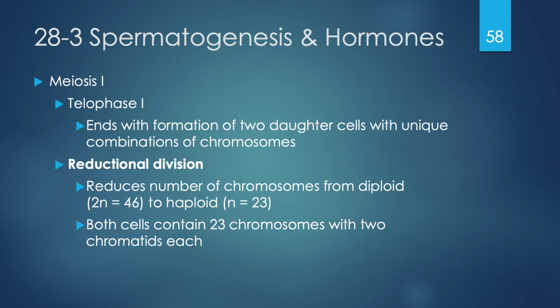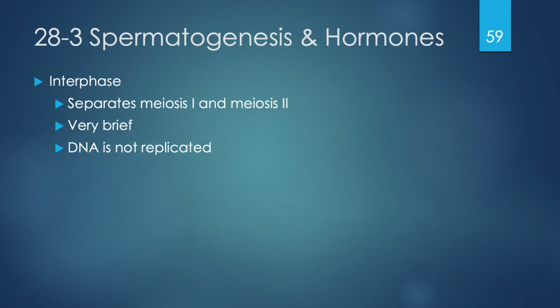The first meiotic division is a reductional division because what it's really doing is reducing the number of chromosomes from diploid to haploid. Diploid being the 2N, which is 46 chromosomes or 23 pairs of chromosomes, to haploid, which is the lowercase n and just 23 individual chromosomes. So both cells are going to have 23 chromosomes with two chromatids each. Interphase is the very brief period in between meiosis 1 and meiosis 2. During this time, not a terrible amount is occurring, and DNA is not being replicated at all.